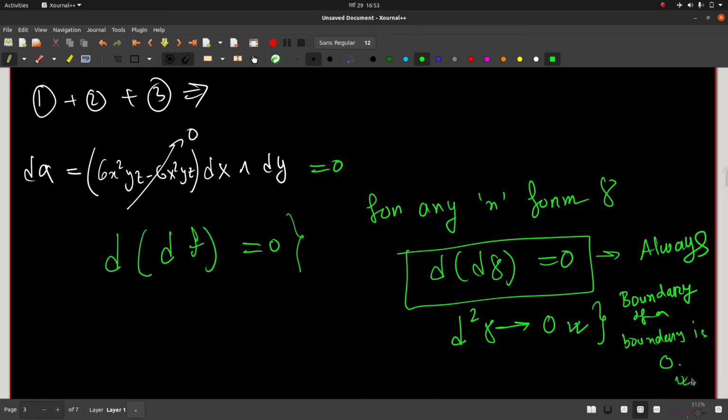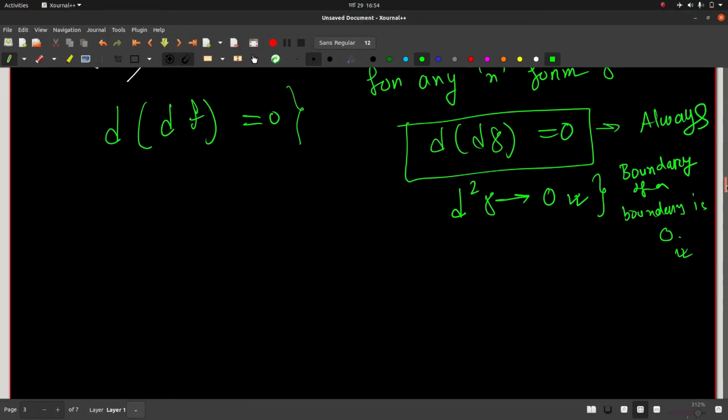And this will be more clear when we do integration with forms. Then we will realize why these are called boundary of a boundary terms. Alright, so now since we have seen some examples, we now want to write down a few algebraic properties of these exterior derivatives.